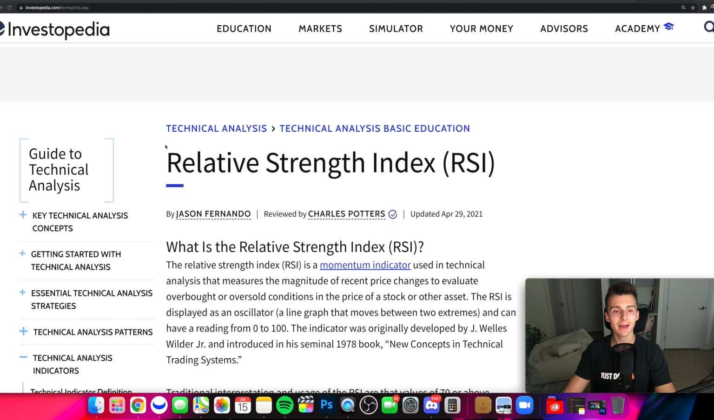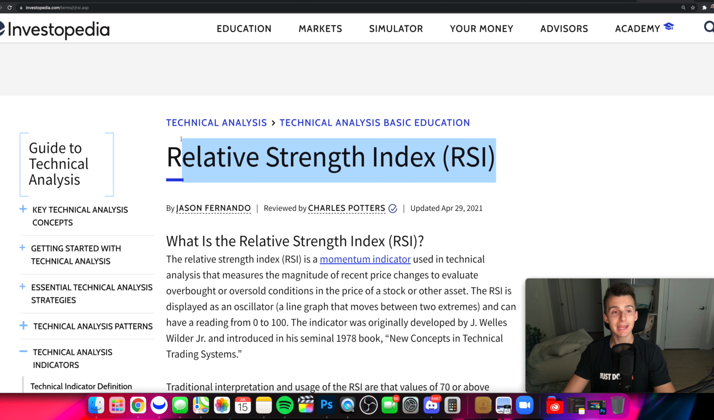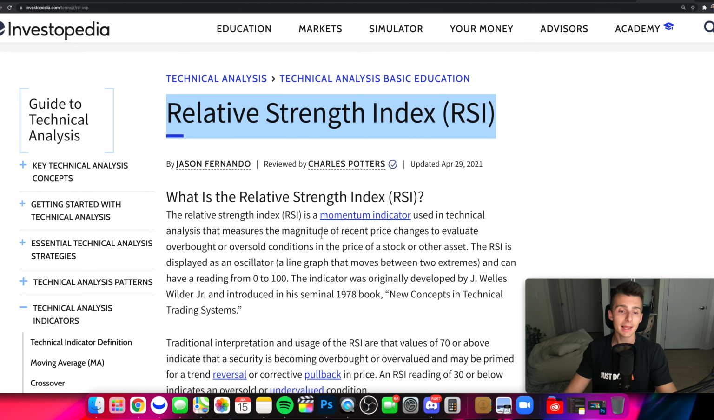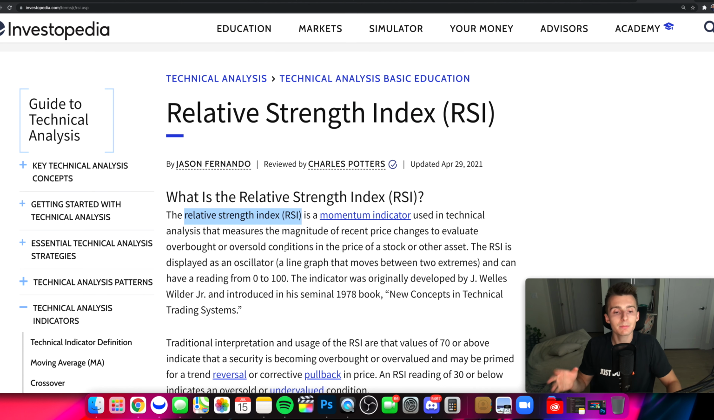So today we're talking about how to use the RSI, the Relative Strength Index, to predict a reversal and use that to your advantage to predict winning trades. Now, what is the RSI? It's the Relative Strength Index, like we said, and it's a momentum indicator, okay?